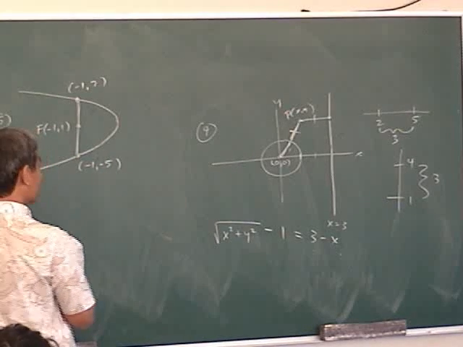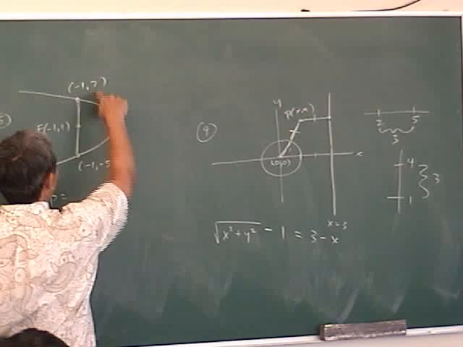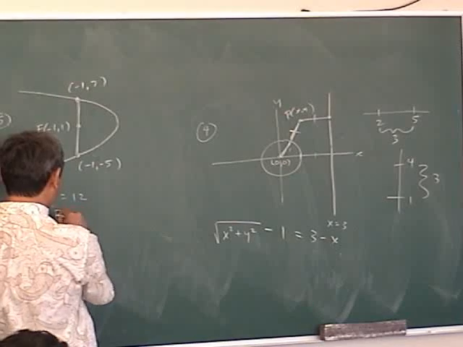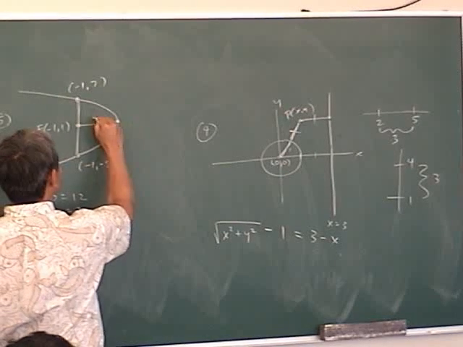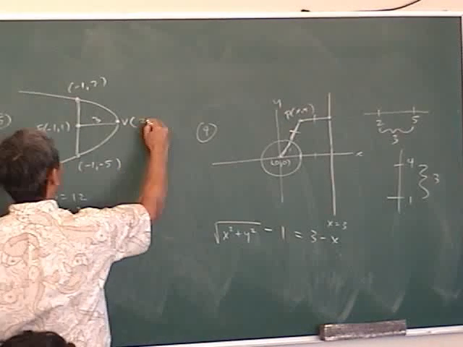Now remember, the length of the latus rectum is 4p in a parabola. So what is the distance? If you went from -5 to 7, how far did you go? Well, you just go top minus bottom, right? Oh, so p is 3! So that means the distance from the vertex to the focus is 3. So if I go 3 to the right, where am I going to be? 2, 1.